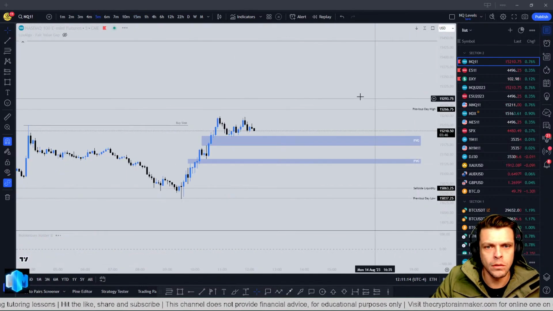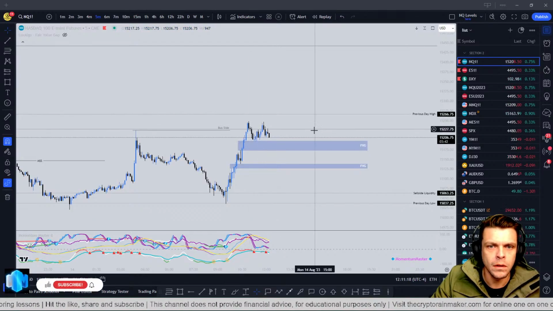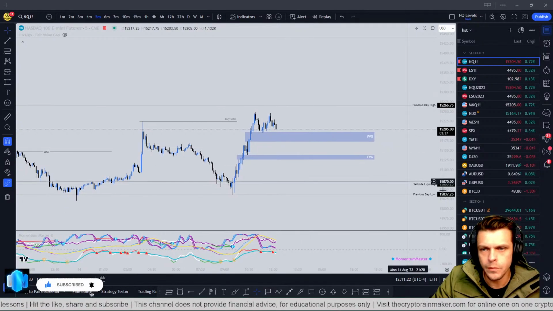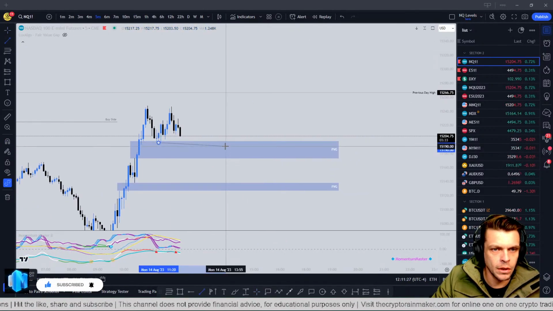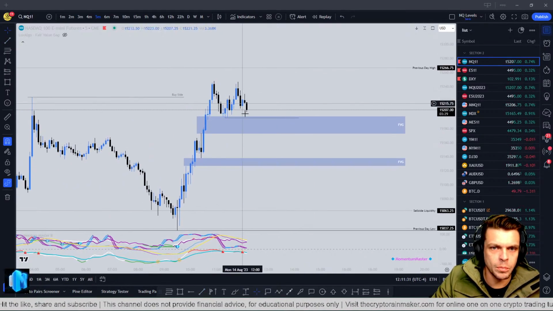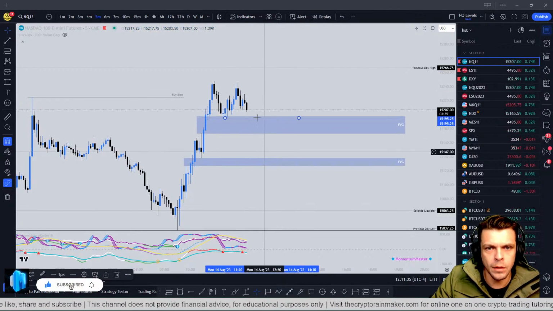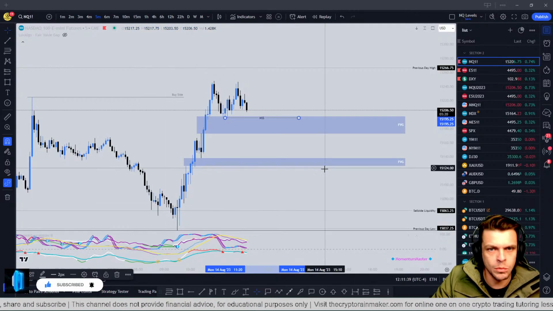So let's quickly go to the 15-minute. So we had the high, came down, failed to displace above this high, made a lower high. So I'm going to be looking at this low right here. So if we displace below this low right here, then we have a possible short scalp that we can look at. Let's mark that as market structure shift.